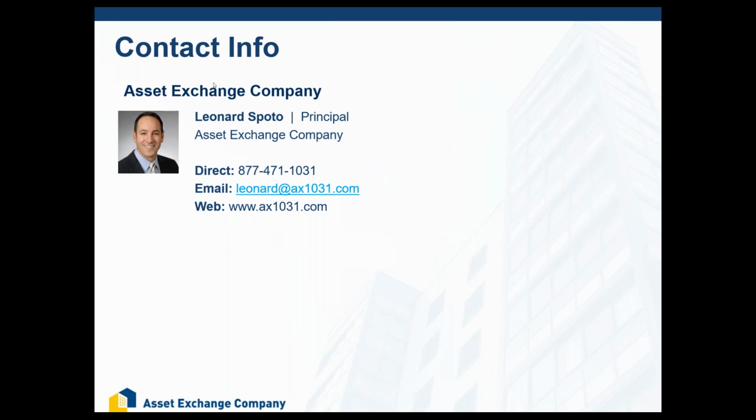All right, last question. Frank says, can you list more than one property on your identification letter? Absolutely, right? You've got the 3 property rule and the 200% rule, so there are absolutely ways to identify more than one property.